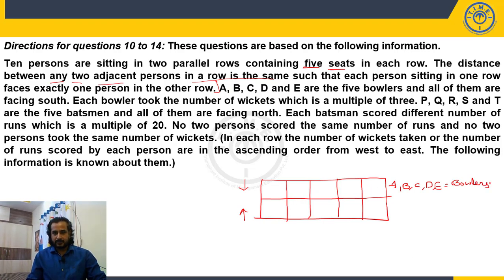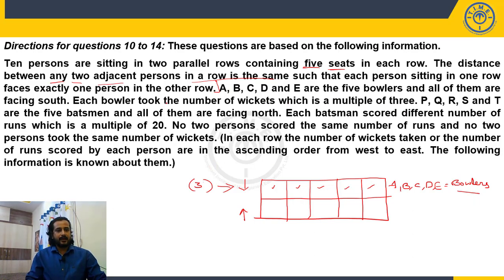What is given next? Also given, each bowler took a number of wickets which is a multiple of 3. So whatever numbers we are going to place here, for the persons who are facing south, they are bowlers, and each bowler took a number of wickets which is a multiple of 3. So each number which I am going to place in these 5 positions should be a multiple of 3.